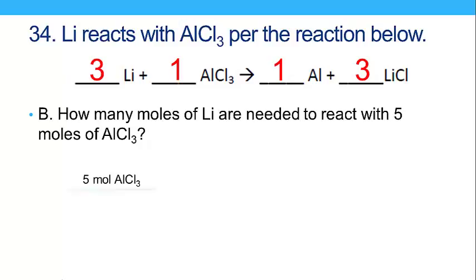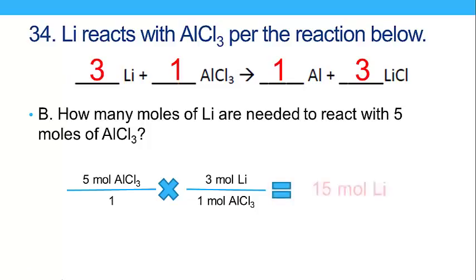So if I have 5 moles of aluminum chloride, I need to put moles of aluminum chloride on bottom, and I'm trying to figure out how many moles of lithium. So the mole ratio is 3 moles of lithium for every 1 mole of aluminum chloride. So this means that in order to use up all 5 moles of aluminum chloride, I need 15 moles of lithium.